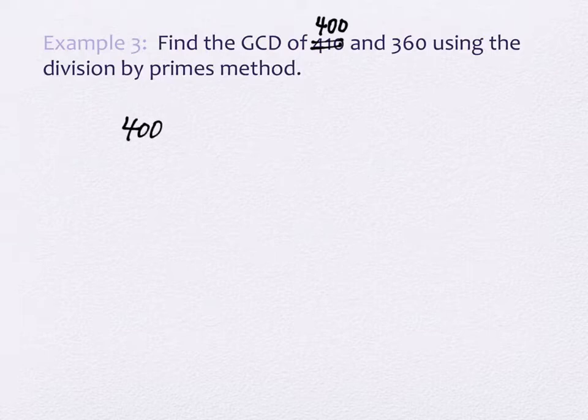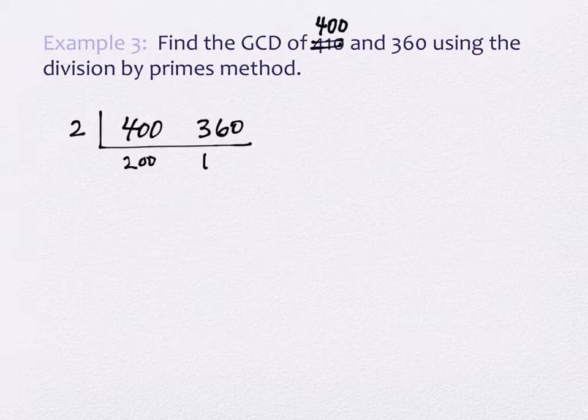Okay, so what I do is I write the numbers on the same line. That's kind of what it said. And I'm going to do that same algorithm that I did before. And I'm looking for the smallest prime number that they both divide by. So what is the smallest prime that they both divide by? It's 2. And I get 200 and I get 180.